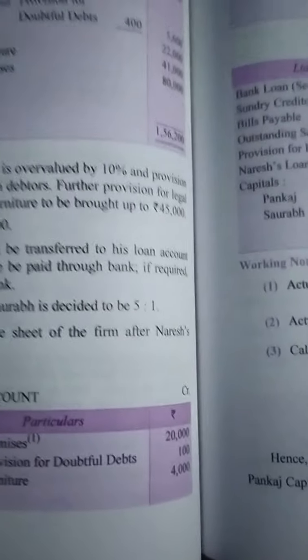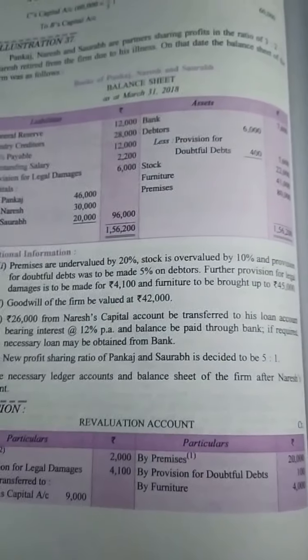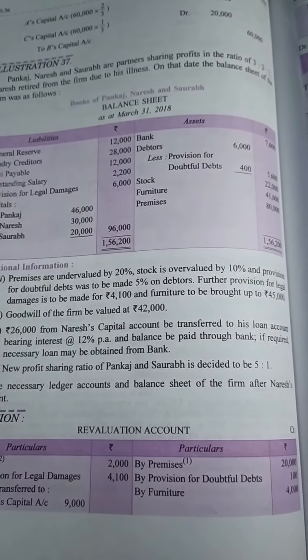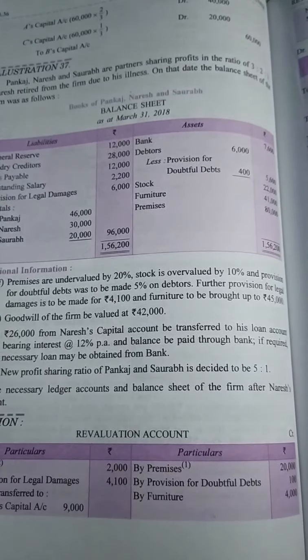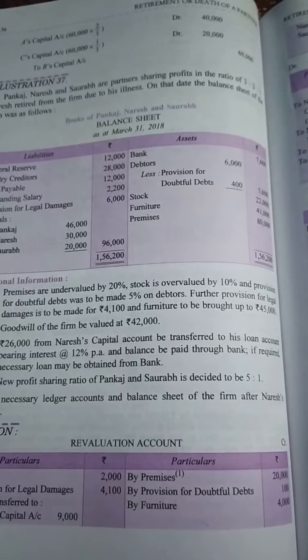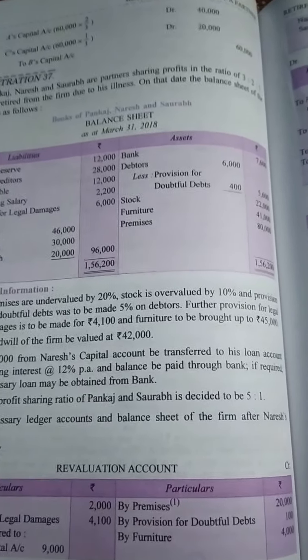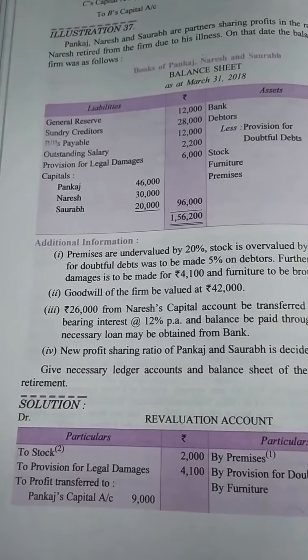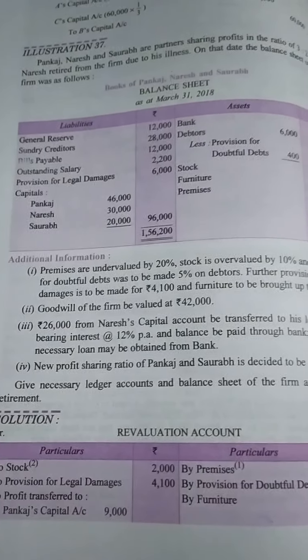Now, further, provision, as I already told you, is a liability. Provision for legal damages is to be made. It means liability is increasing. The increase in liability is shown on the debit side of the revaluation account. To provision for legal damages 4,100.